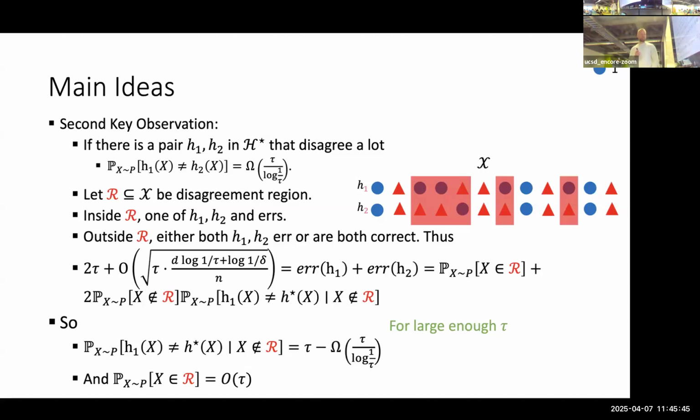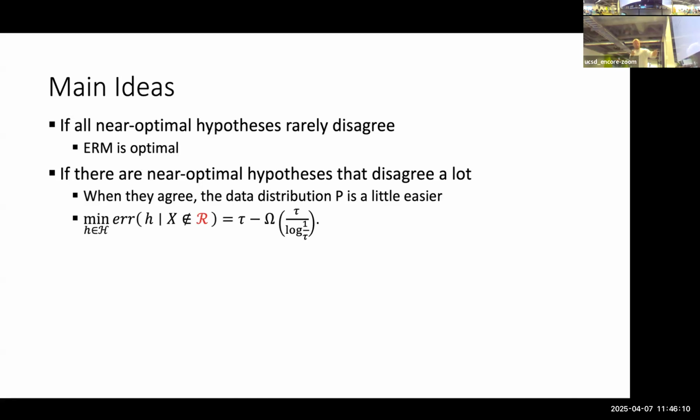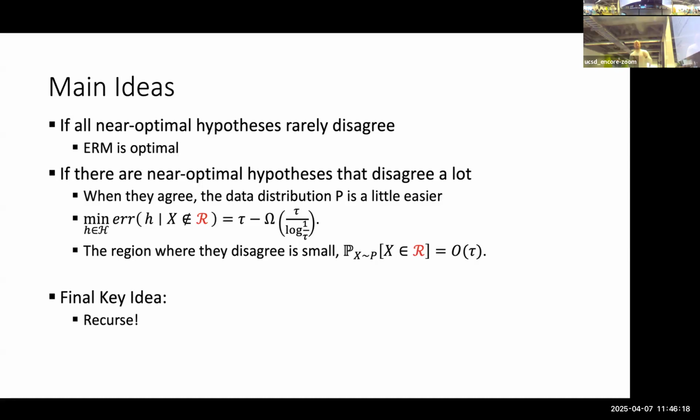And also the size of this disagreement region is not too big. So now if we combine all of these observations: if all the near optimal ones rarely disagree, then you can run ERM. If there is a pair that disagree a lot, then whenever they agree, the data distribution is a little bit easier. There's something that does better than tau, namely tau minus tau over log 1 over tau, so you can do something slightly better. Also the region where they disagree is small, it's not too big. And so the last ingredient is to apply this recursively to drive down the best performance.